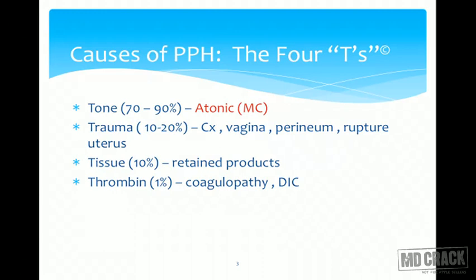Causes of PPH: mainly the 4 T's to remember: tone, trauma, tissue and thrombin. Tone is atony. Uterine atony is the most common cause of PPH. So once we say PPH, think uterine atony. Trauma: there can be trauma in 10 to 20% of cases to the cervix, vagina, perineum. Rupture of uterus is also included in trauma.